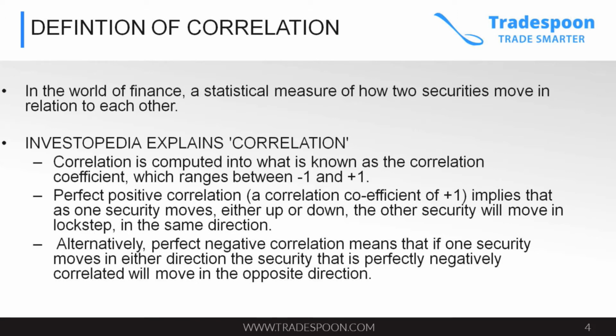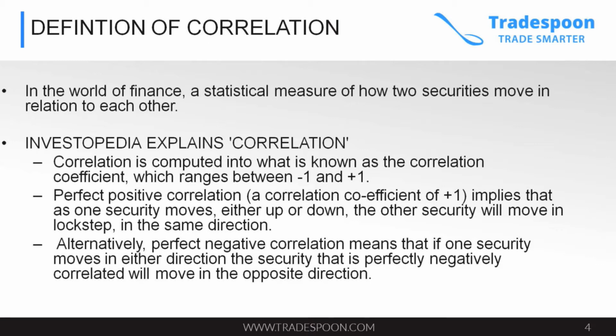Perfectly positive correlation, +1, implies that as one security moves either up or down, the other security will move in lockstep. A perfect example is any given specific sector, like retail. Right now we have Home Depot and Lowe's announcing their earnings. Home Depot is highly correlated to Lowe's. They're in the same sector, same business model, and they follow the same seasonal patterns.